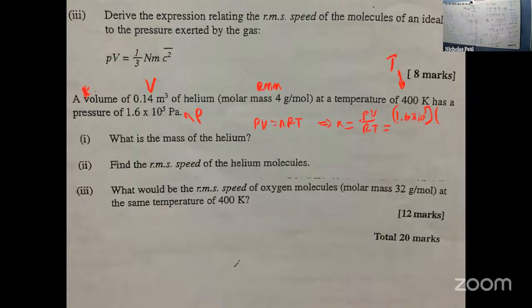Right, volume is what? Volume is 0.14. R is 8.31 and temperature is 4. How much you got? 6.9. I told you two different answers. 6.74. Check.